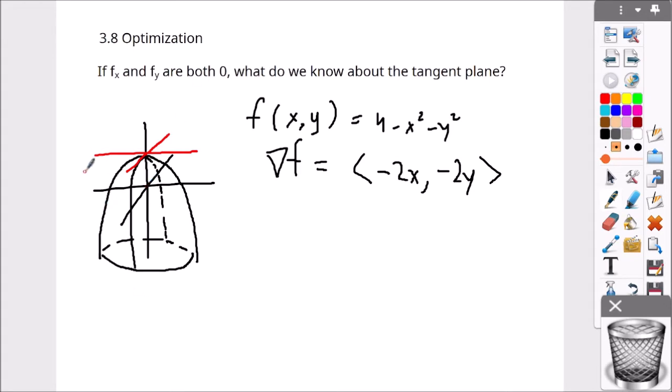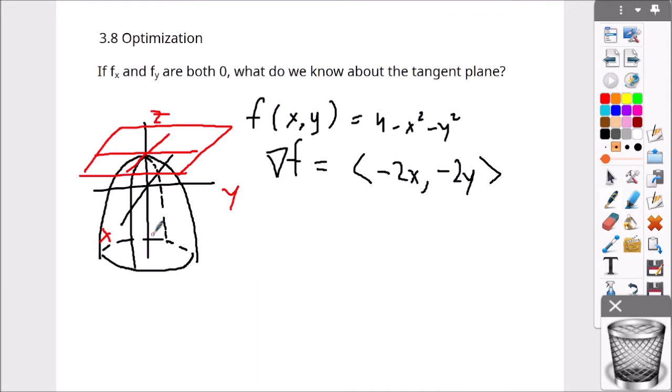We know that the tangent plane is flat, meaning parallel to the x, y plane. So it's z equals something. The tangent plane will be z equals something. So that is what it means to be optimized. That's what it means to be maximized or minimized or something else.